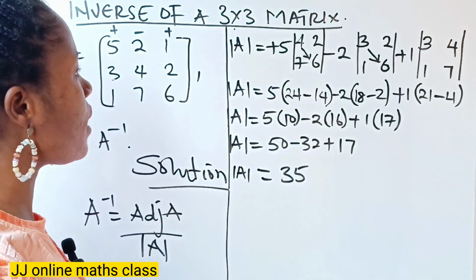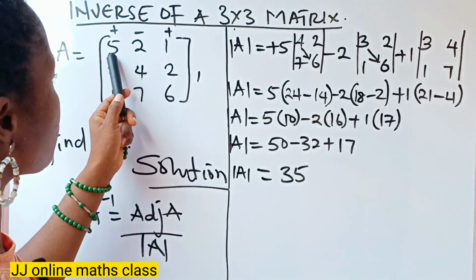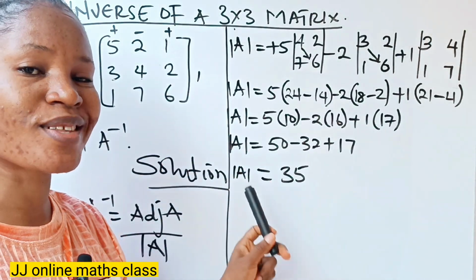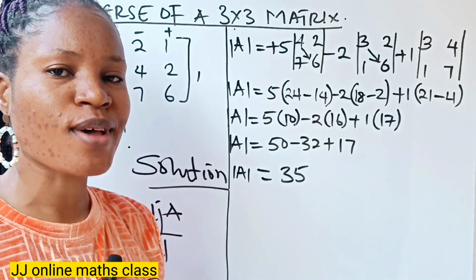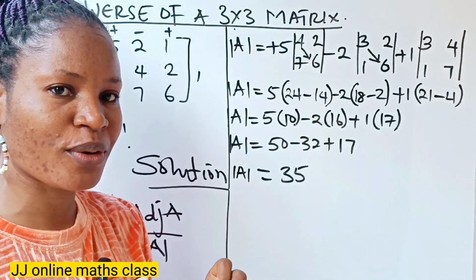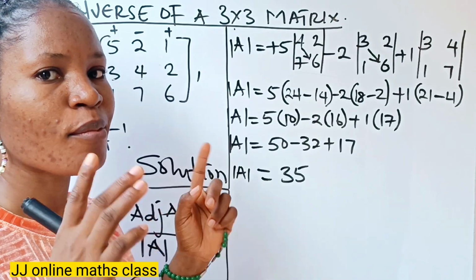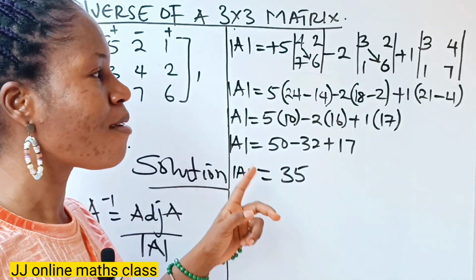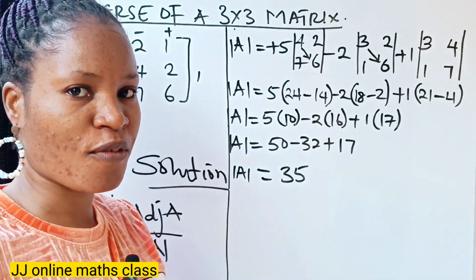First of all, we need to get the cofactors of all these numbers here. We are going to do it one by one. So I want you to take a chill pill, relax, bring your popcorn. But while chewing, ensure that you also concentrate on what I'm doing, because it's going to take us a bit of time.